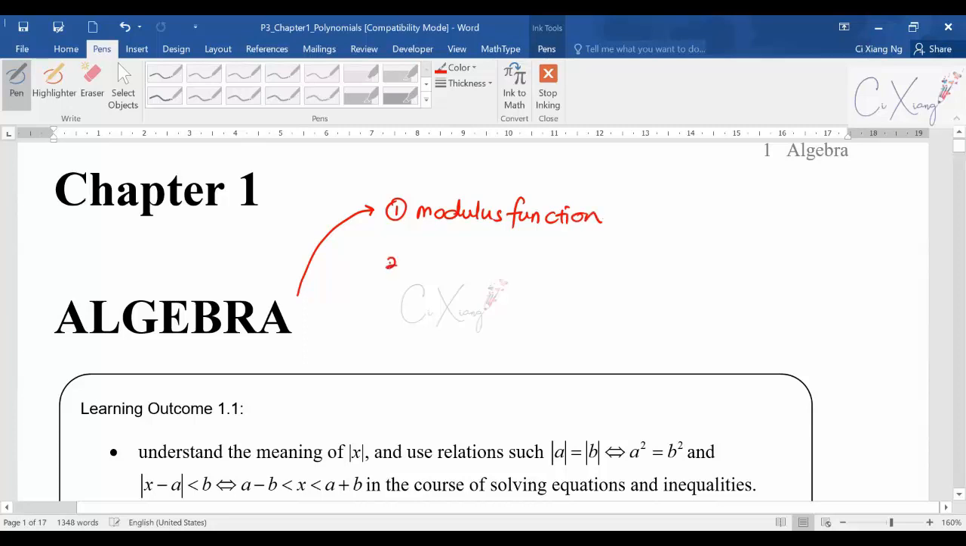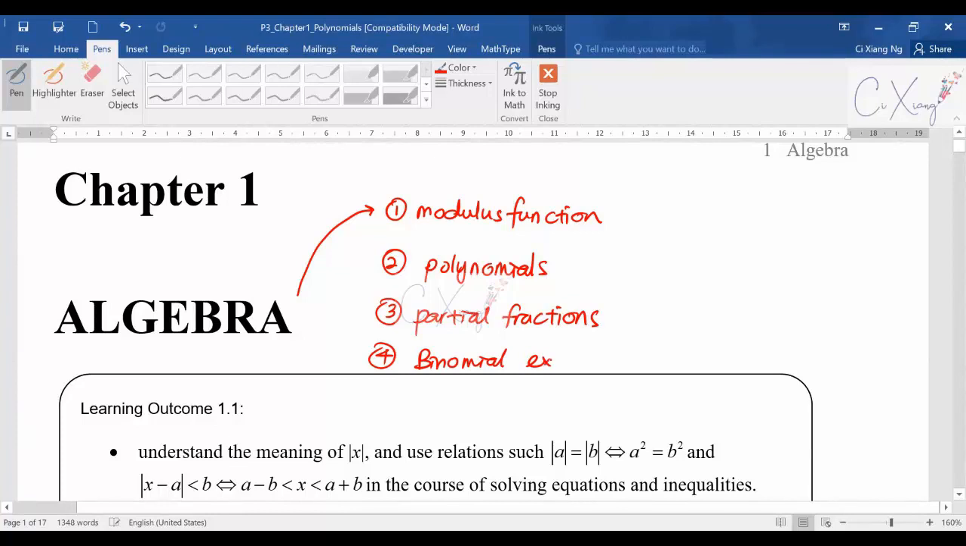And for the second, we have polynomial. Then for the third part, we have partial fractions. And the fourth part is binomial expansion. For these 3 weeks, we are going to cover these 4 subtopics.